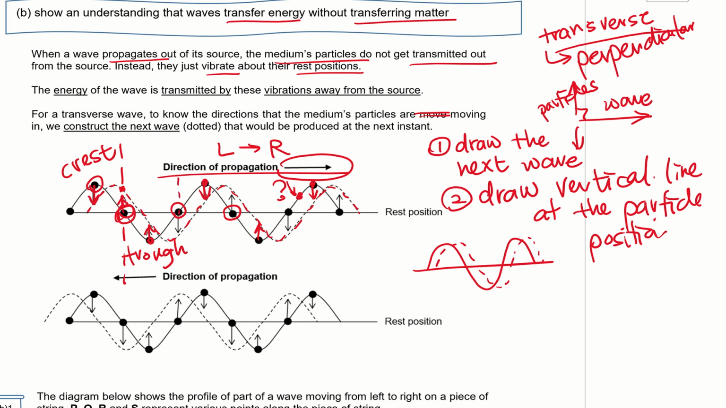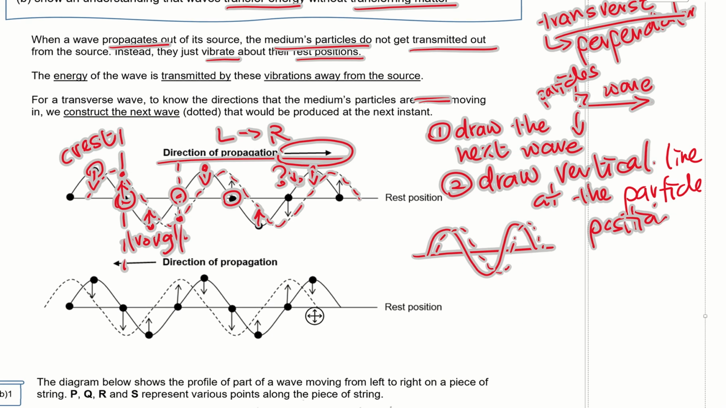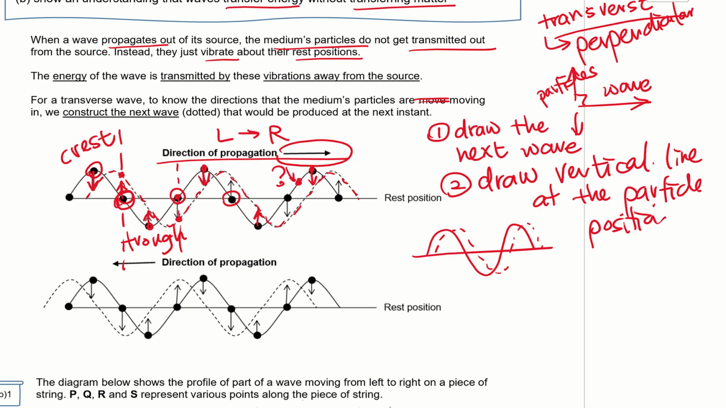If I were to draw a vertical line for this particle, it cuts the dotted line, which is the next wave, over here. So we know it is going down. So this will be going up. How about this? If we draw a vertical line, it cuts over here, it will be going down. Just now we said this particle, it is not at the rest position. It is just somewhere in between the rest position and the crest.